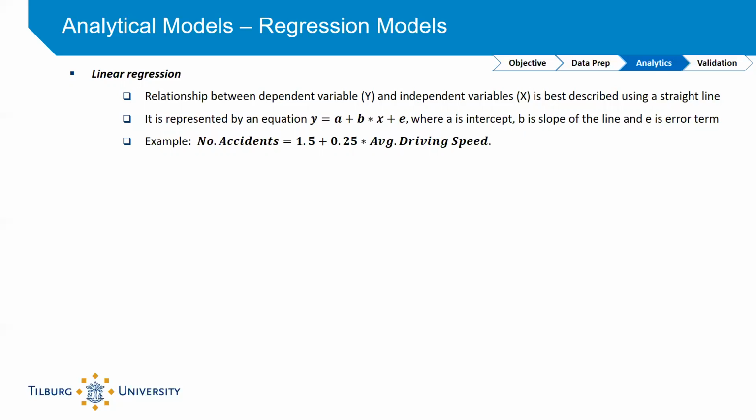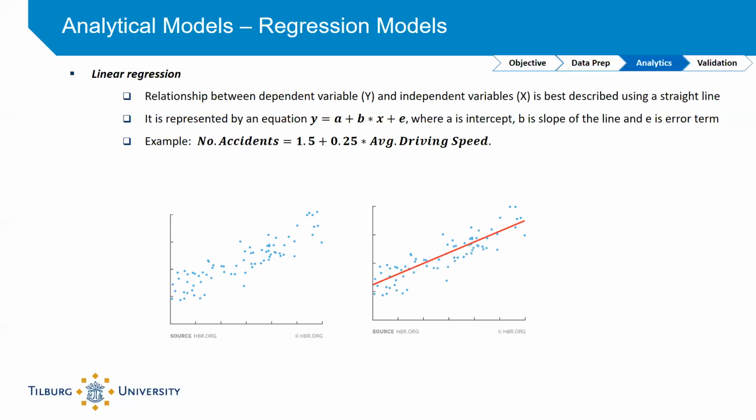For example, let us assume that the relationship between the average driving speed and number of accidents is a straight line. Then the relationship could be something like this: number of accidents equals 1.5 plus 0.25 times average driving speed. When we look at the data, the data points that are gathered may look something like this. And when we fit the linear regression line, it will look something like the red line in the right-hand side of the bottom image.